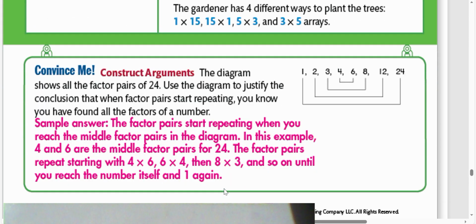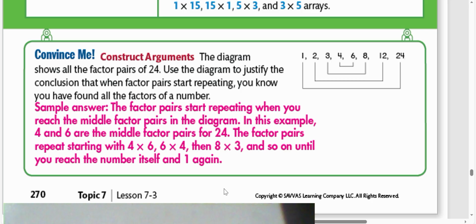15. What about the factors of 24? 1 times 24, 2 times 12, 3 times 8, 4 times 6. The diagram here shows all the factors of 24. Use the diagram to justify the conclusion that when factor pairs start repeating, you have found all the factors of a number.